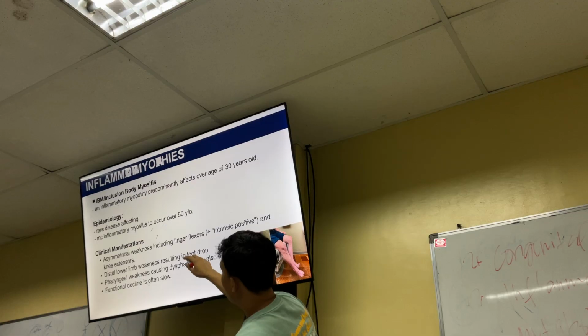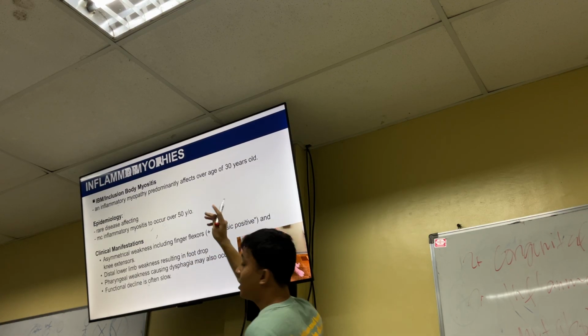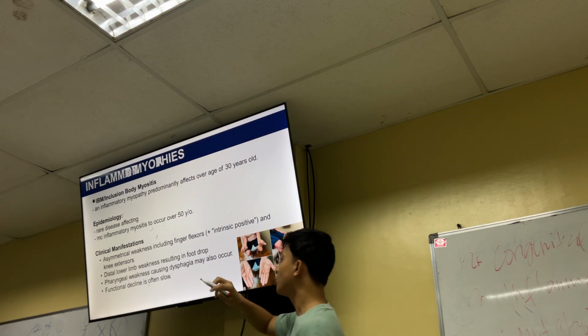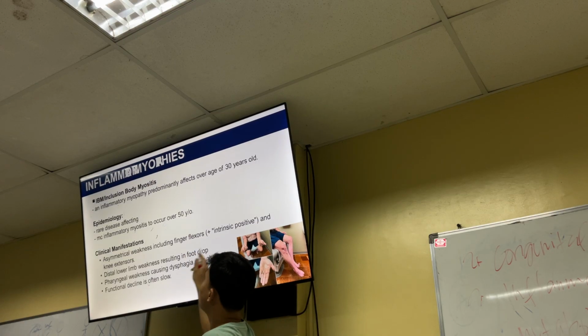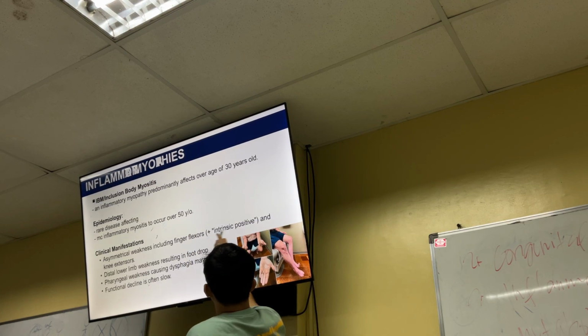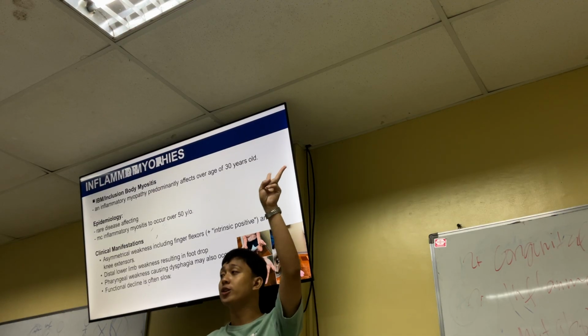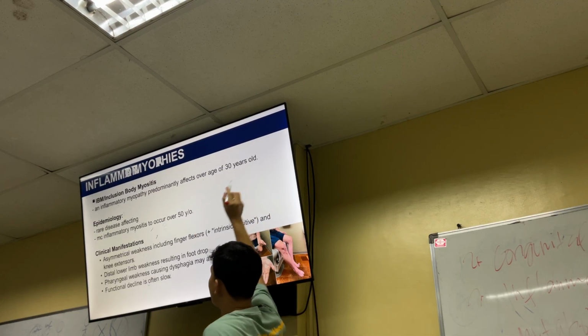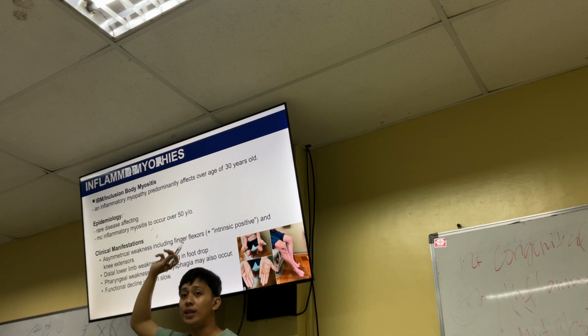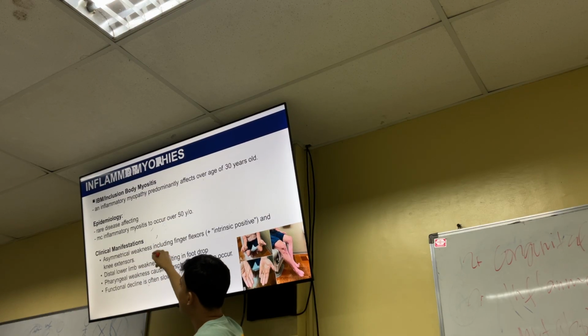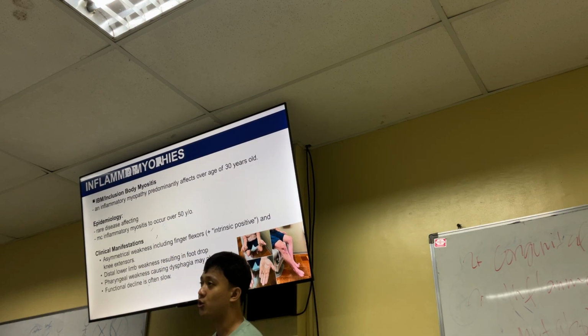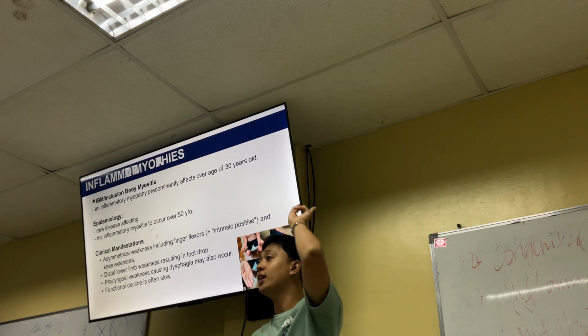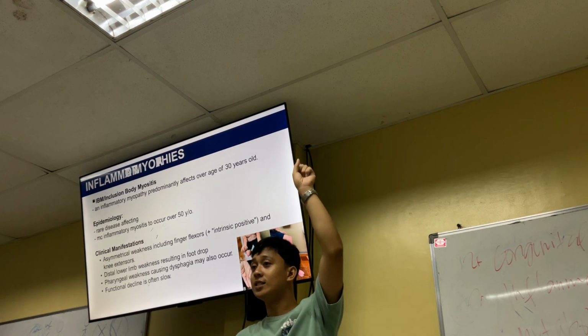Here, asymmetrical weakness, including finger flexors. There is a unique manifestation, because the weakness is in the finger flexors. And we have two to mention: finger flexor weakness and knee extensor weakness. And there is distal limb weakness resulting in foot drop.